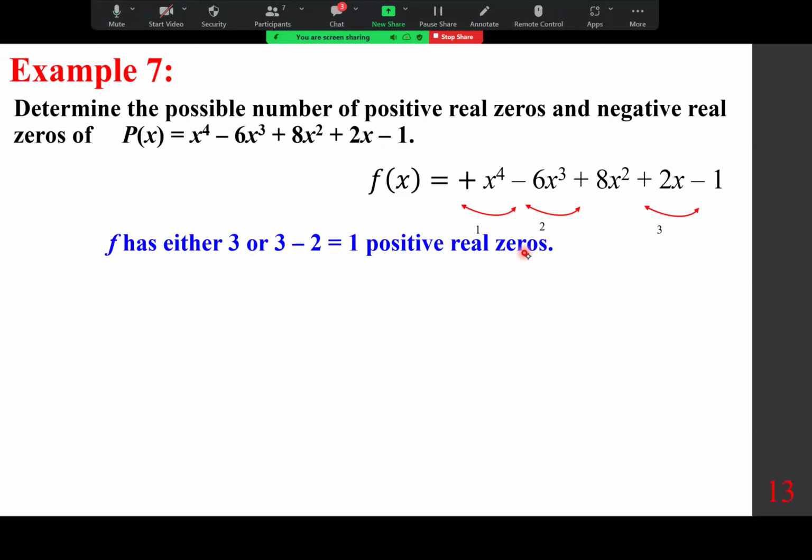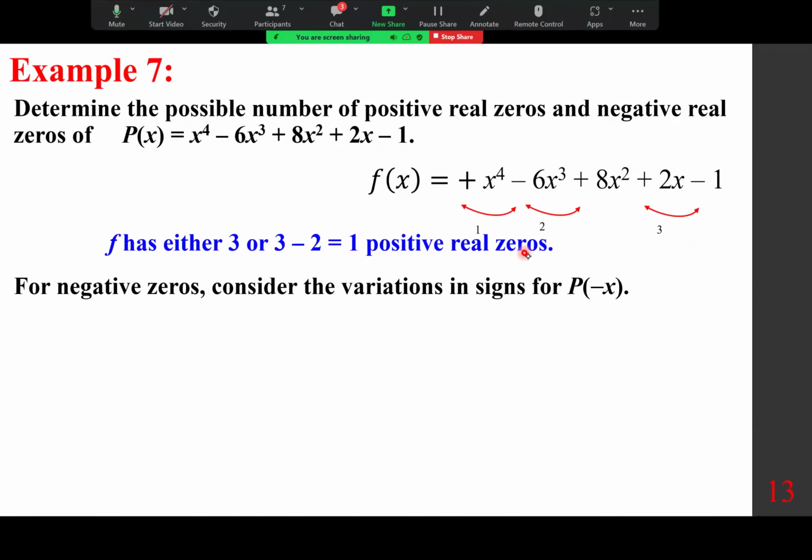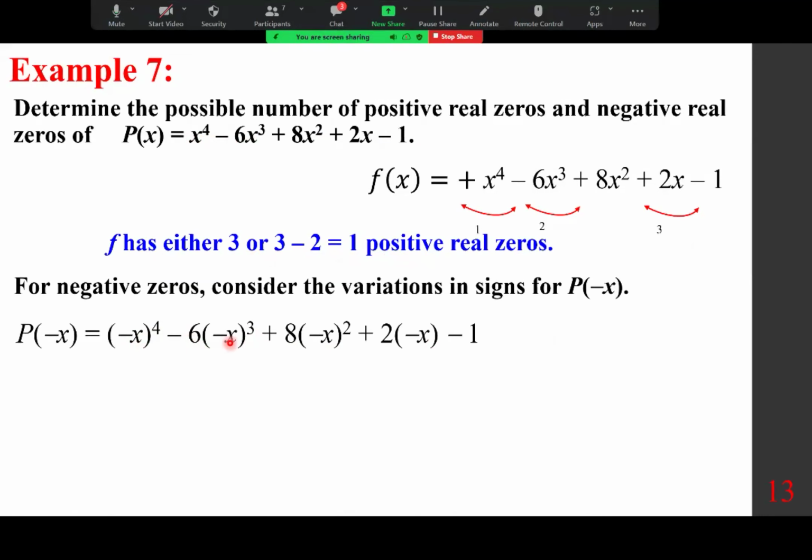For negative, we have to evaluate p of minus x. So if I replace the x with negative x here, this doesn't change. Let's do that. Minus x to the power 4, minus 6 times minus x cubed, and so forth. This doesn't change. It's x to the power 4. This one is minus x cubed, minus 6 becomes positive 6x cubed. This is x squared, so plus 8x squared. This is minus 2x. This is minus 1.